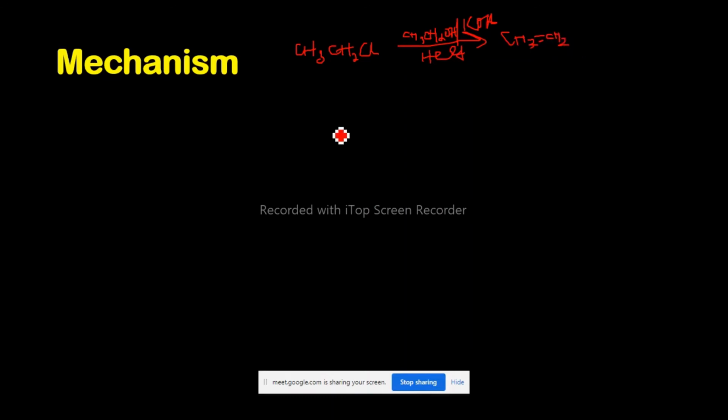Now the mechanism is simple. Your alcohol first, the alcohol, let me first moisten my hands to improve on the handwriting.